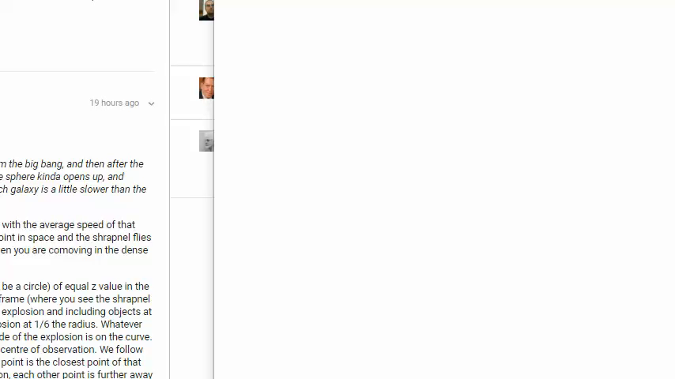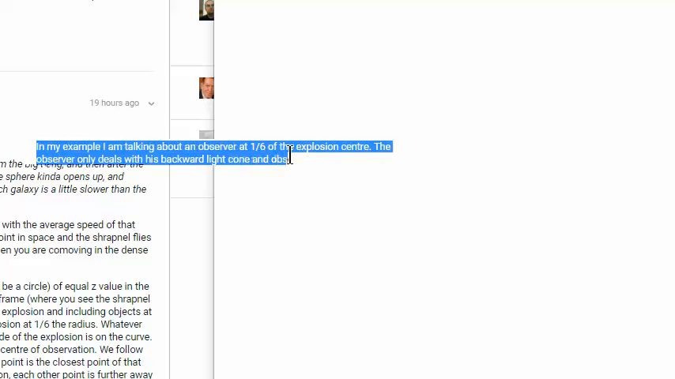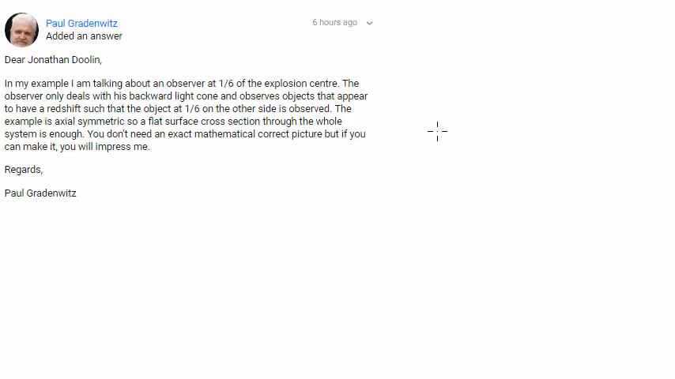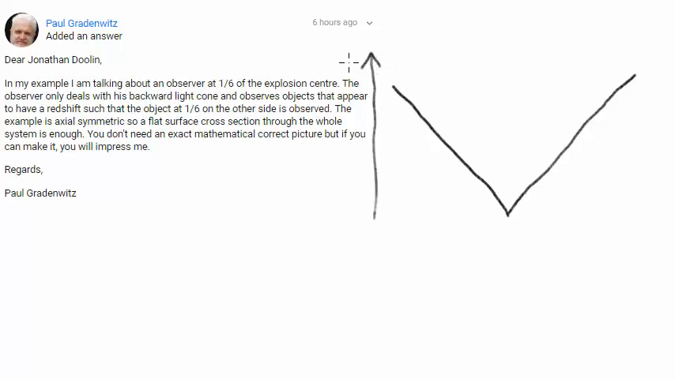In my example, I am talking about an observer at 1/6 of the explosion center. So if I imagine a space-time diagram with time, I'm going to draw the time axis going this way, and the x-axis going this way, with x equals 0 here. This line is described by x equals ct, and this line is drawn by x equals negative ct.